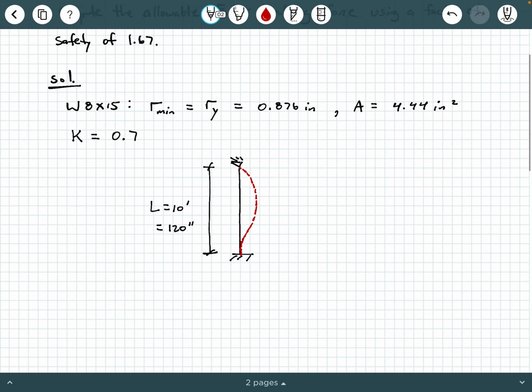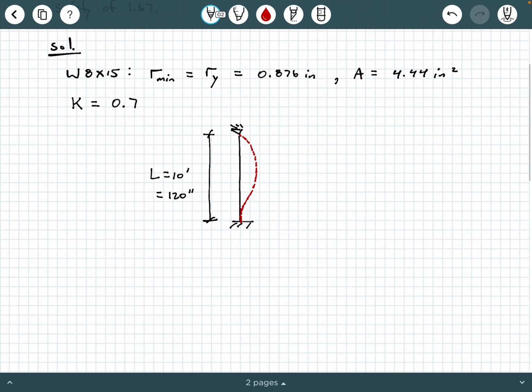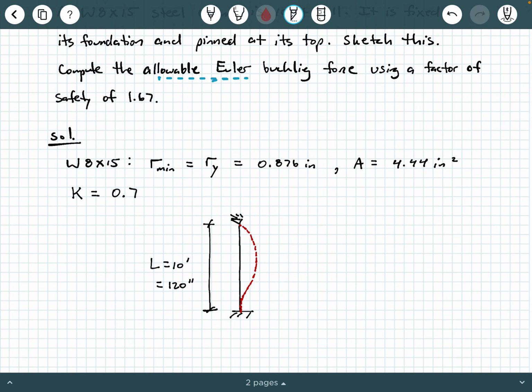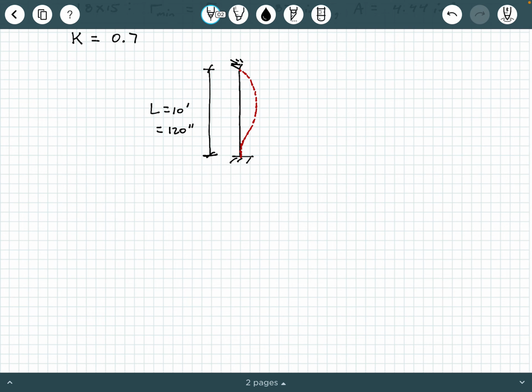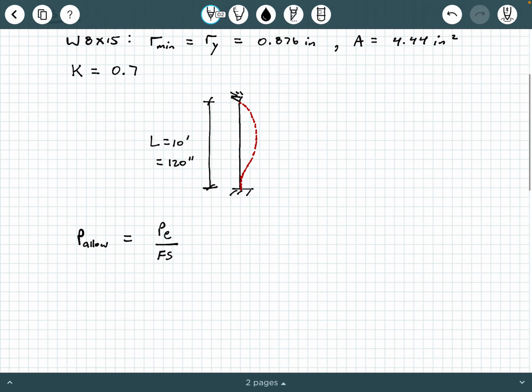Next is how we actually calculate what we're being asked to calculate. We need the allowable Euler buckling force. If you remember, when we say allowable and we're given a factor of safety, we're going to have a P allow, and you take that buckling force, P sub E, that we're going to calculate in a minute, and we divide it by the factor of safety we're given. This idea of a factor of safety is something we discuss early in a mechanics of materials course. So the task now is that we need to compute this Euler buckling force.